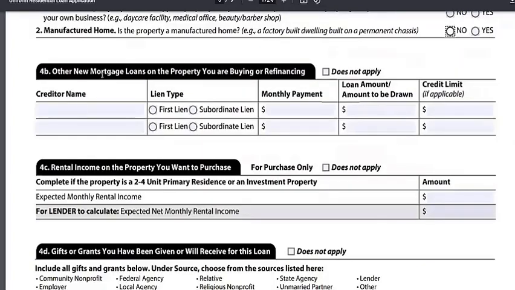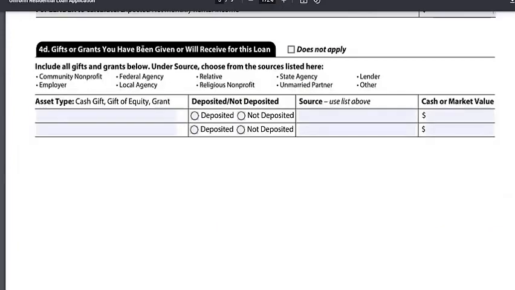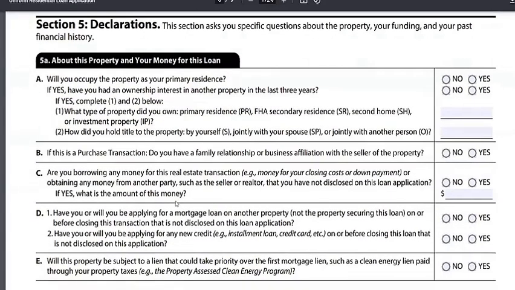Then the fourth, other new mortgage loans on the property you are buying or refinancing. Income on the property you want to purchase. If somebody is purchasing a property and they want to use rental income from the purchase, then that information needs to be written, as well as gifts or grants you have been given or will receive for this loan. So then the declaration section, everyone knows these declarations from the previous form, remember.